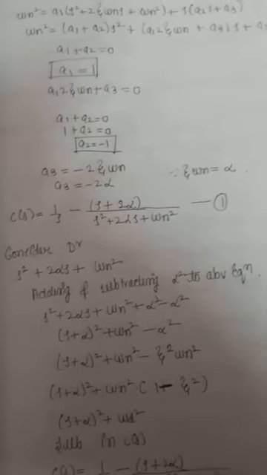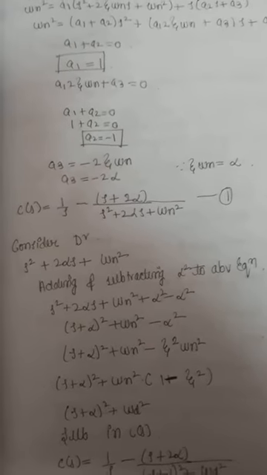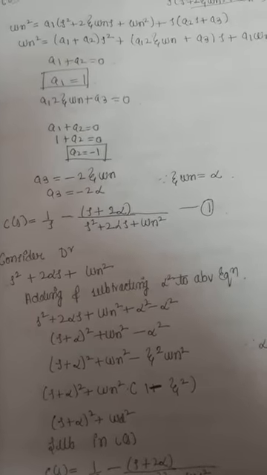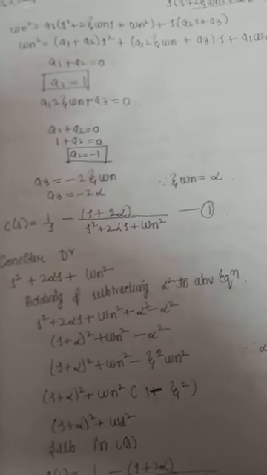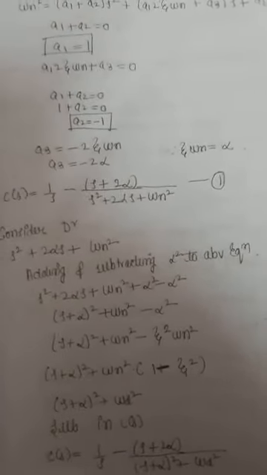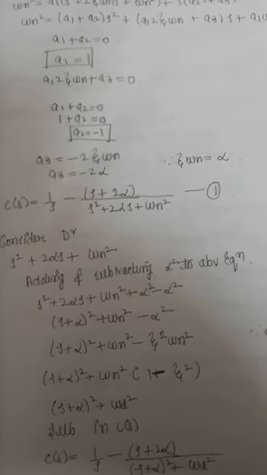So that's why C(s) is equal to 1/s minus (s + 2α). You know α is equal to what? ζωn. We have replaced it initially itself. Okay, so (s + 2α) divided by (s² + 2αs + ωn²).